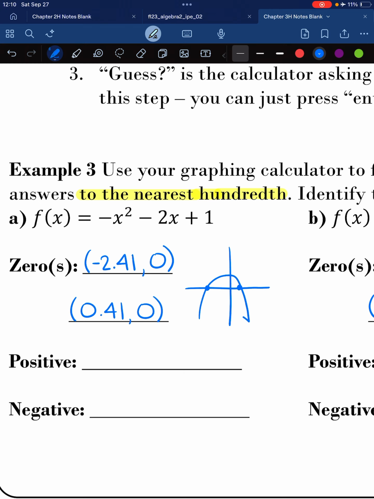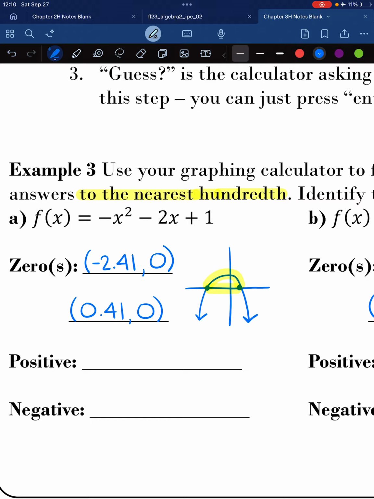So your graph looks something like this. And we need to say, where is this function positive and where is this function negative? Okay, so I'm going to start with the positive values. So remember, positive is just referring to the y values. So it's this section of graph that's positive, which is going to be along this interval of x values.